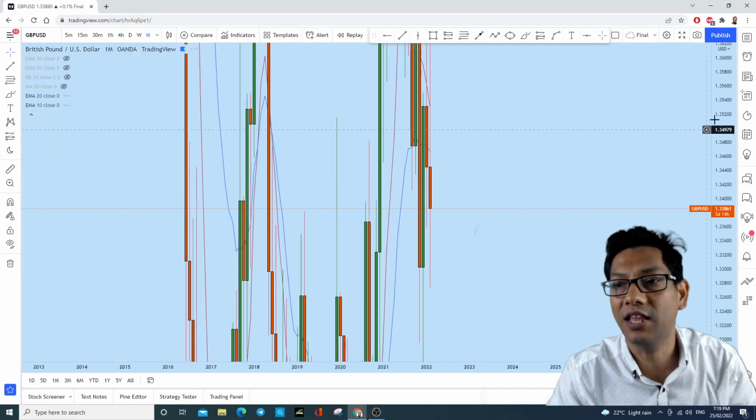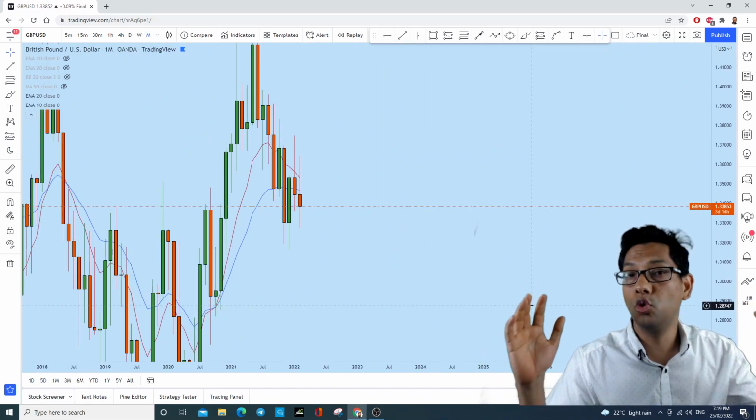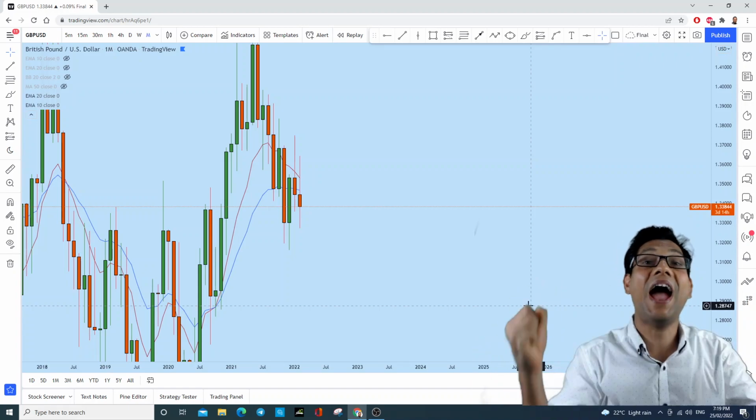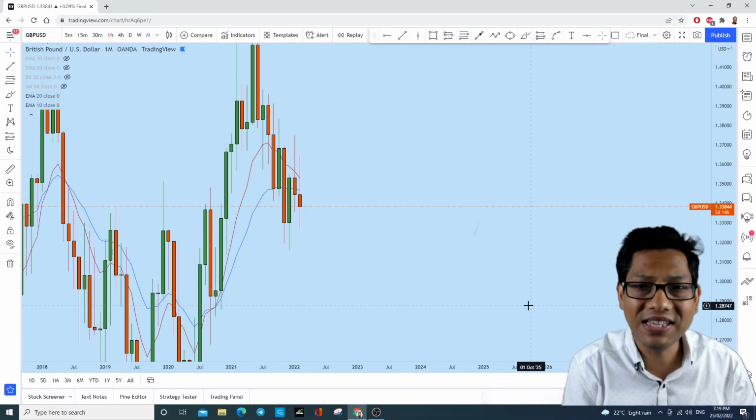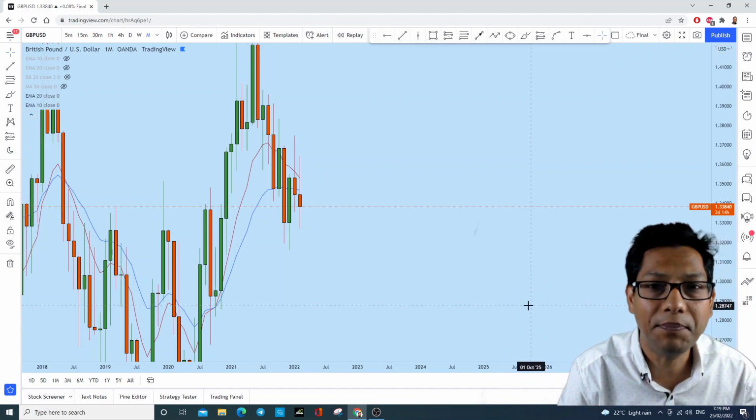Let's see on the monthly. Now we don't even need to see too many time frames because the price is highly bearish. Everyone is selling British pound. We will be selling British pound too.